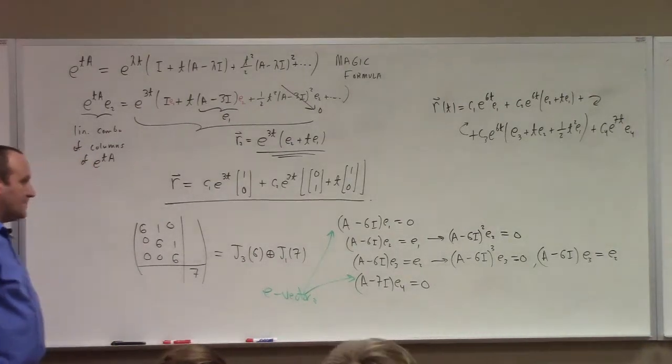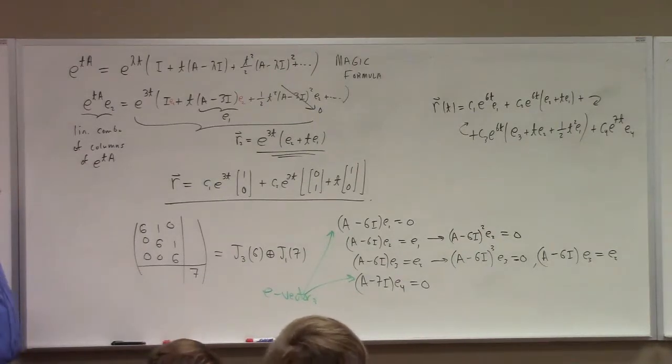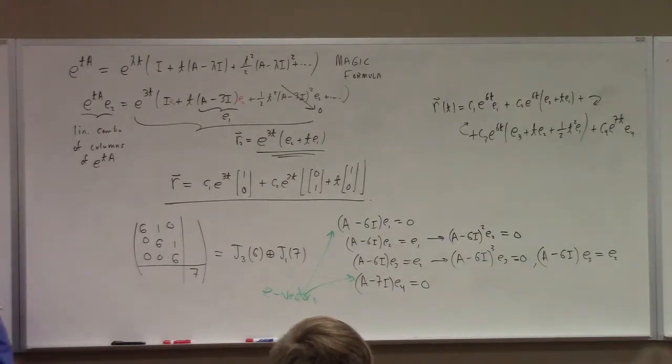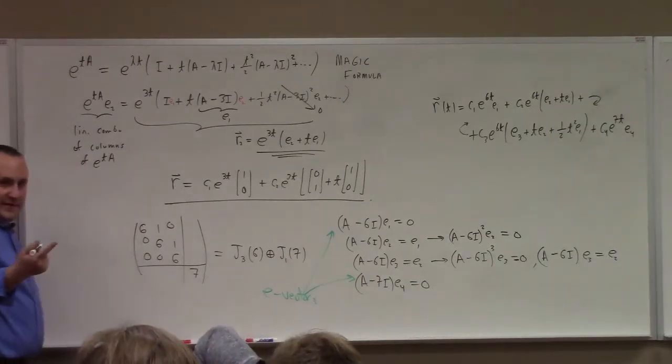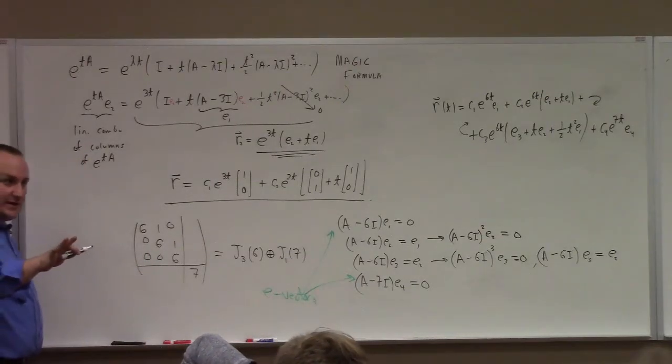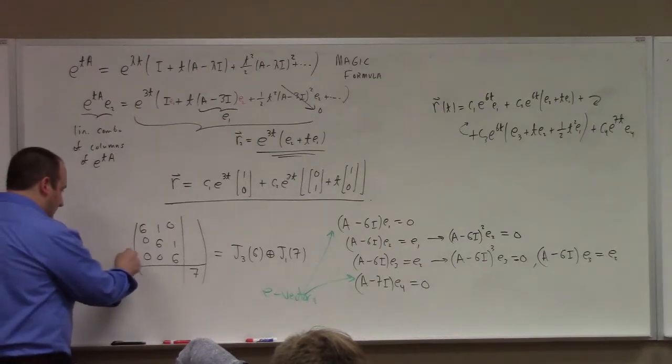So e2 is a generalized eigenvector of order 2 with eigenvalue 6, and e3 is a generalized eigenvector of eigenvalue 6 of order 3. The other thing I should tell you about the Jordan form is if the matrix is in Jordan form, it's easy to decompose it as the sum of a diagonalizable matrix and a nilpotent piece. I have a couple problems about that idea. It's really not a complicated idea, guys. I'll just show you right here.